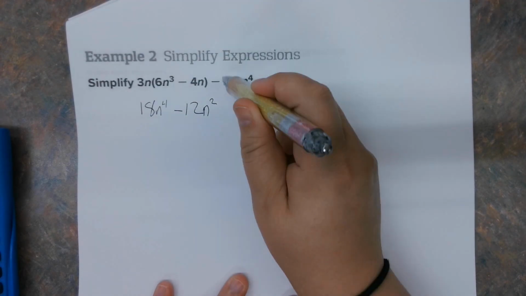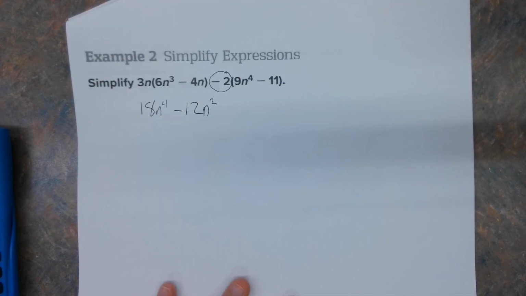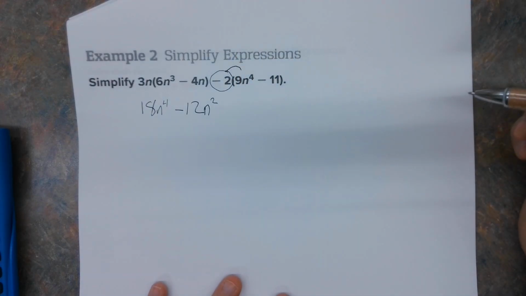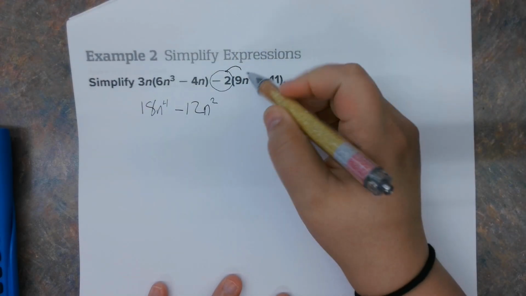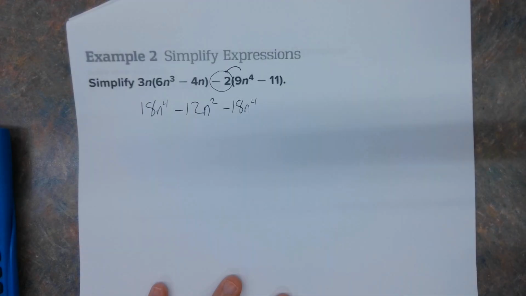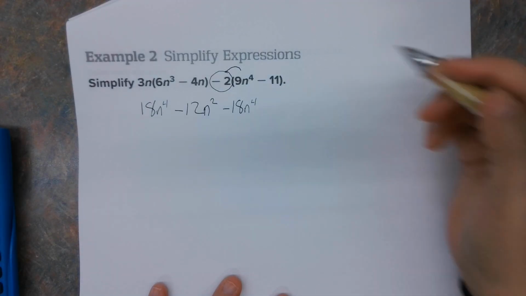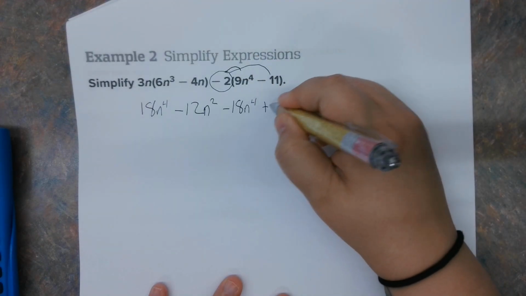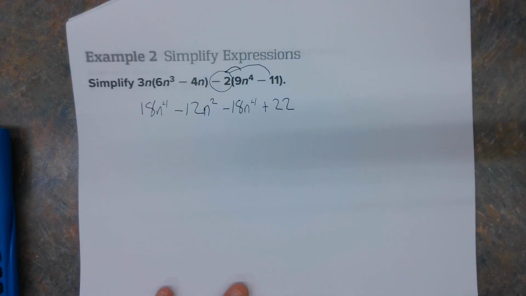When I'm multiplying here, remember this is a negative 2 that I'm distributing. I have negative 2 times 9n to the fourth. 2 times 9 is 18, so negative 18 n to the fourth. And then negative 2 times negative 11 is going to be positive 22.